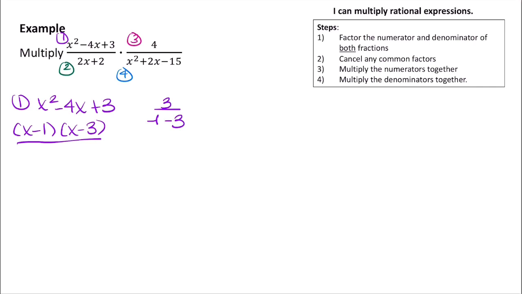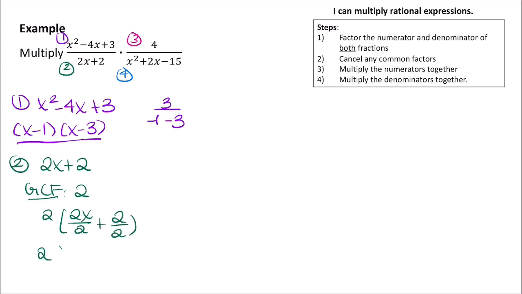Now let's go to that first denominator. So we have 2x plus 2. Remember, we have lots of different factoring methods. If it's not a trinomial, a good thing to check for is a GCF. These two terms do have a GCF, and the GCF is 2. So I'm going to factor that out. I'm going to divide both of these terms by 2, and that's going to give me 2 times x plus 1. So that's the factored form of the first denominator.